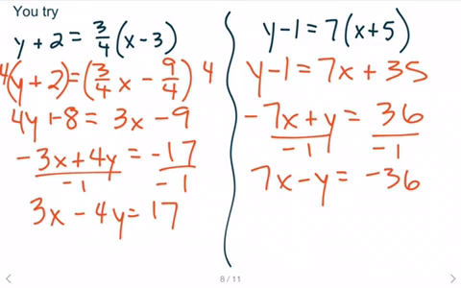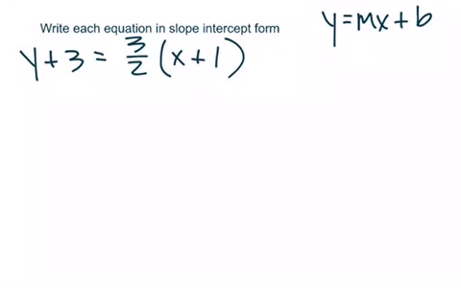So we end up with negative 7x plus y is equal to 36. And then we cannot have a negative a, so we have to divide by negative 1, or 7x minus y is negative 36.